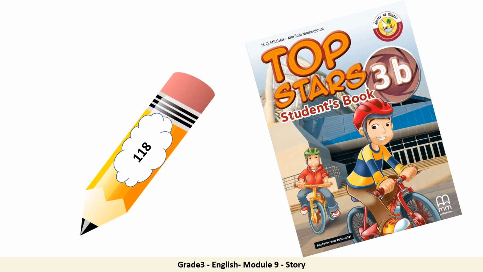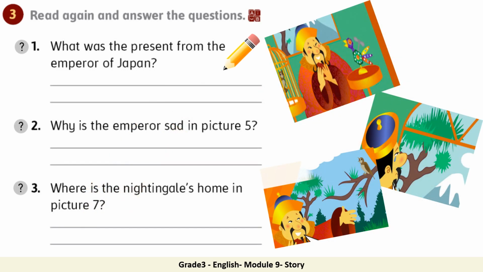My lovely students, let's open the student's book, page 118. Now, according to the video, I want you to answer these 3 questions. Question number 1. What was the present from the Emperor of Japan? Question number 2. Why is the Emperor sad in picture number 5? Question number 3. Where is the nightingale's home in picture number 7? You may pause the video and answer the questions.